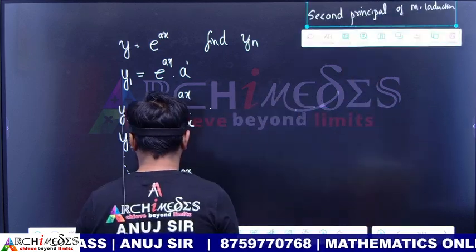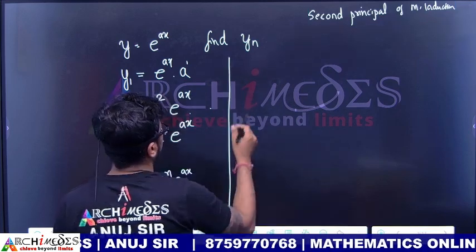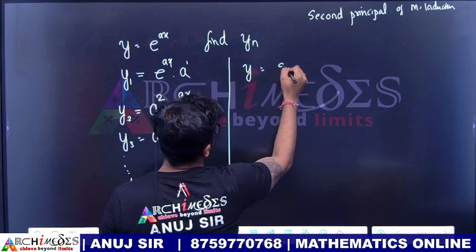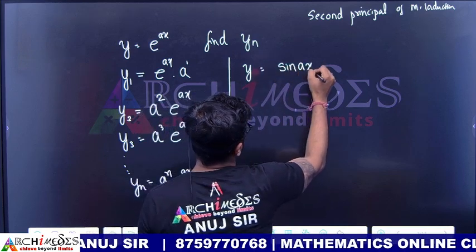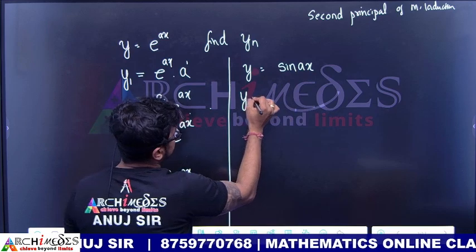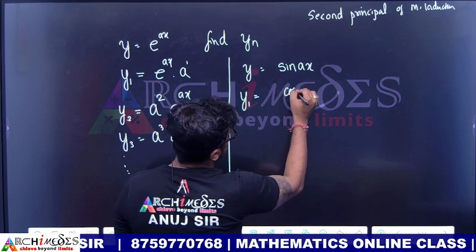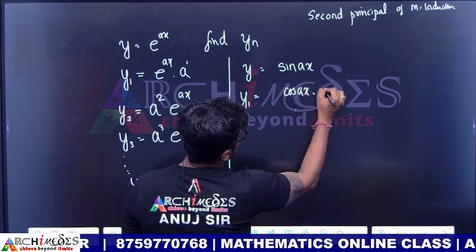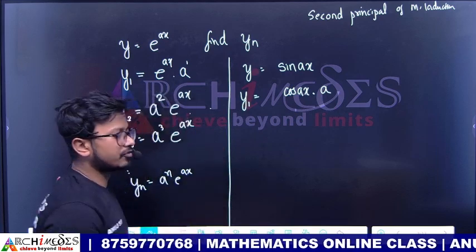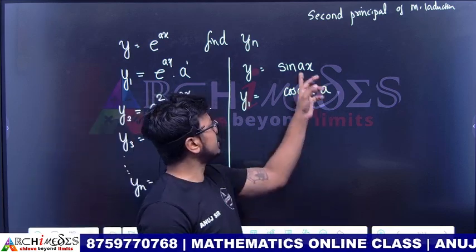Then what if y equals sin ax? Listen carefully. Remember that after derivatives, what is d/dx of sin x? It is cos ax into a, applying the chain rule. But listen carefully, after derivatives you have to convert into the same sine format.